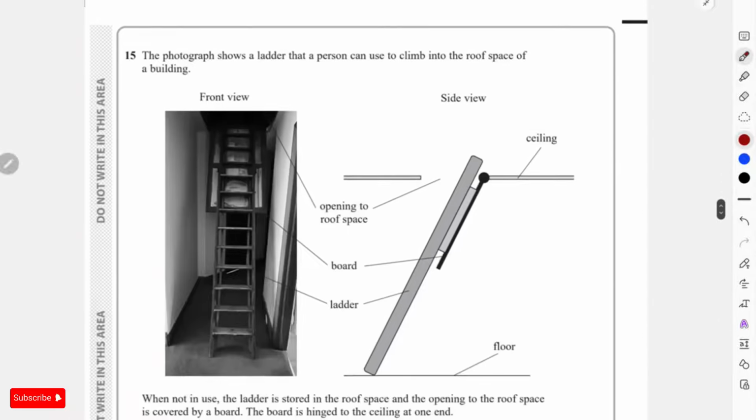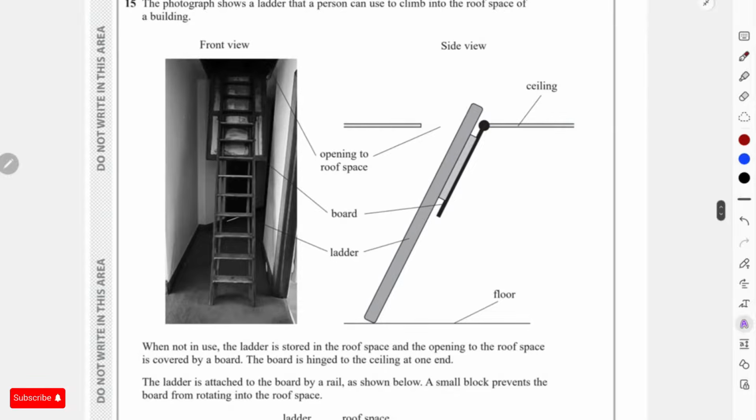For question 15, it says the photograph shows a ladder that a person can use to climb into the roof space of a building, and it has this ceiling. This is the entire side view, and this is the opening of the roof space. This is the board. This is the ladder, and then the floor.